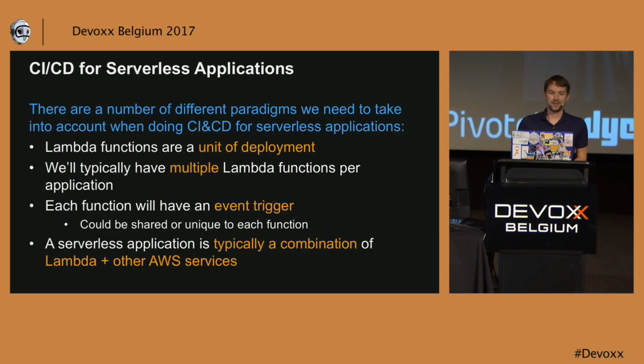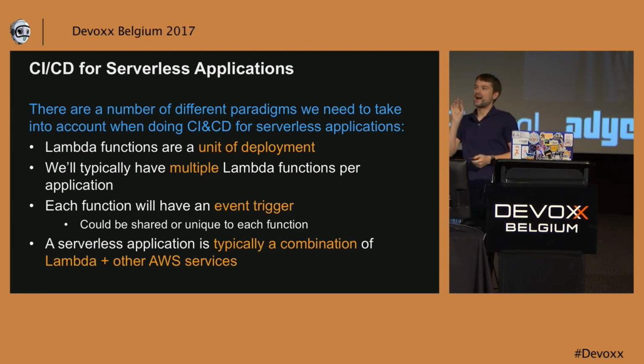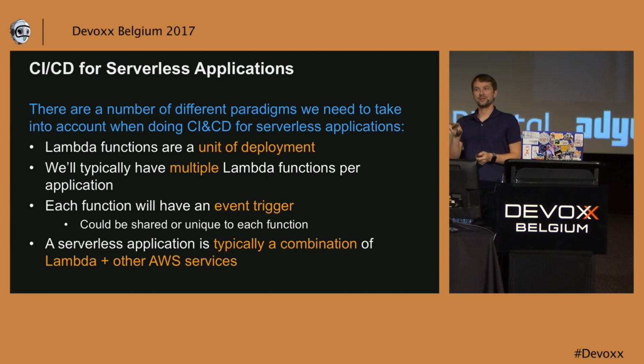So when you talk about serverless applications, Lambda functions are your typical unit of deployment. But most microservices are comprised of, or composed of, I actually don't know which word you're supposed to use there. English is really hard.